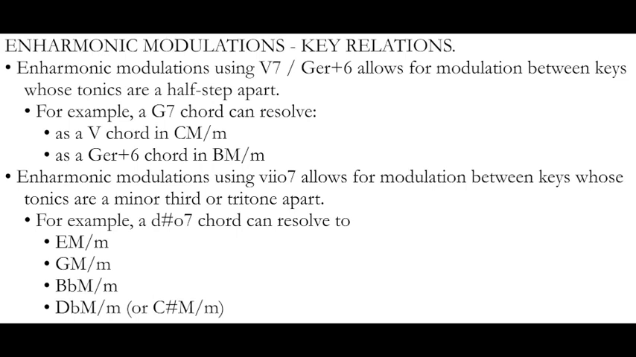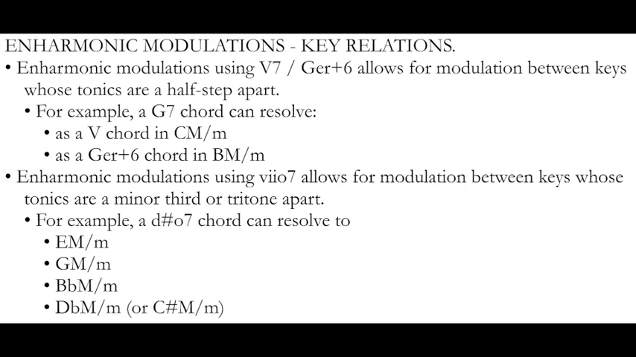Enharmonic modulations using the fully diminished 7th allow for modulations between keys whose tonics are a minor third or tritone apart. For example, a D-sharp fully diminished 7th chord can resolve to any number of keys. It can resolve to E minor. It can resolve to a key a minor third up, G major or minor. It can resolve to a key a minor third down from E, to C sharp major or minor, and we might even see it spelled as D flat major or minor. And it can resolve to the keys a tritone away from E, to B flat major or minor.